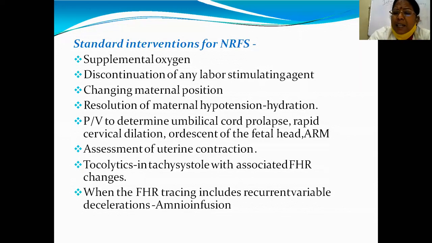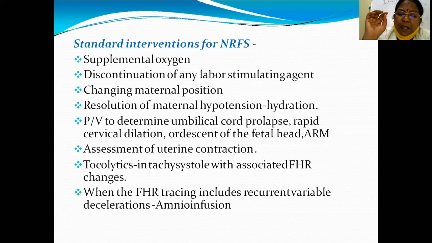If fully dilated, do ARM and immediate delivery. Apply this when there are fetal heart rate decelerations. See how much uterine contractions there are. If there is tachysystole, hypertonic uterine contractions, more than 5 uterine contractions with less relaxation period in between 2 contractions, then go for tocolytics.